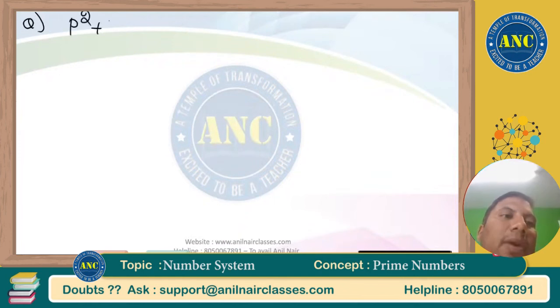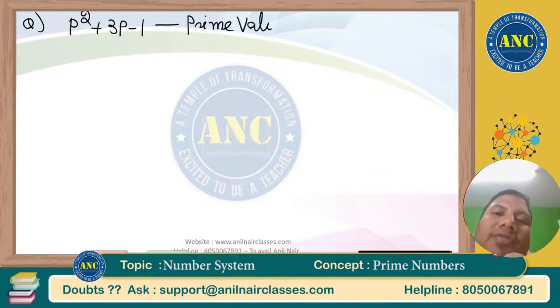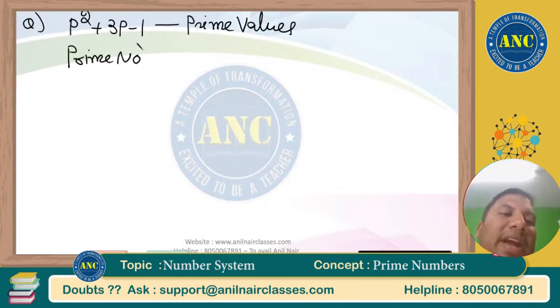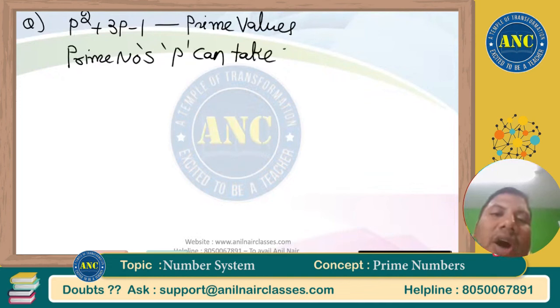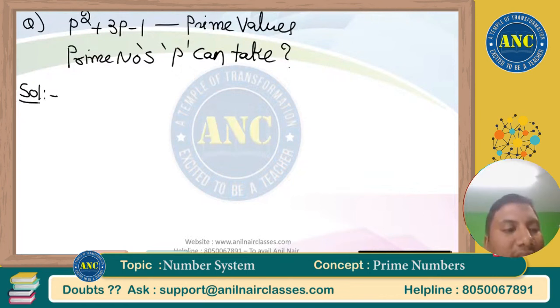p square plus 3p minus 1. If this expression gives a prime value, how many prime numbers can p take? Another same way of approach but a different variety of asking a question. How many prime numbers can p take? p square plus 3p minus 1, the answer is a prime value.